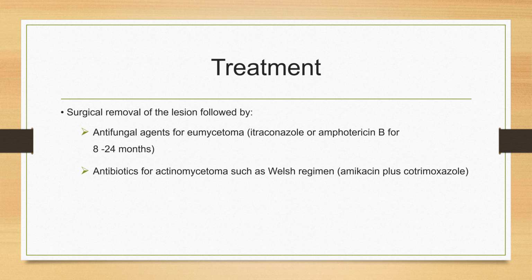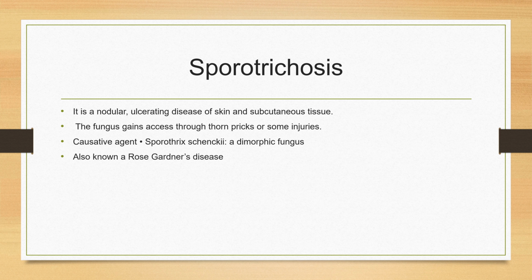Treatment is by surgical removal of the lesion, followed by antifungal agents for eumycetoma, preferably itraconazole or amphotericin B for 8 to 24 months. And antibiotics for actinomycetoma, that is, for the bacterial infection, such as the Welch regimen, which includes amikacin plus cotrimoxazole. Now the sporotrichosis.